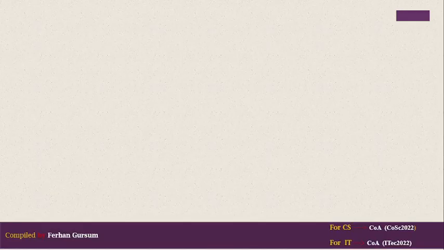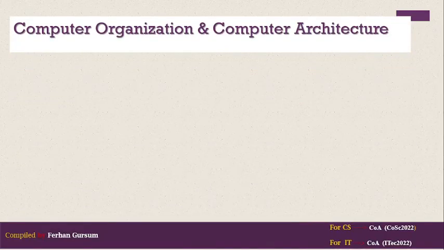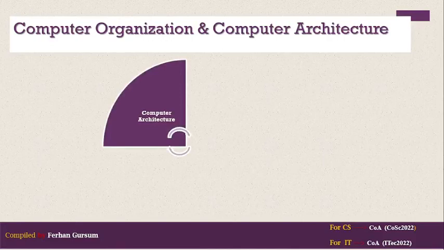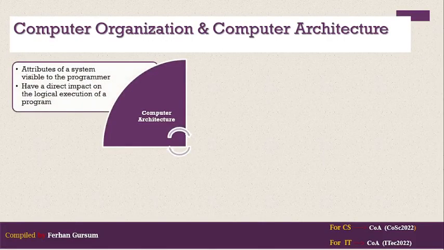When we come to the next slide, it's about computer organization and computer architecture. Let me summarize it. Computer architecture, when we say attributes of a system which is visible to the programmer, that is computer architecture. And attributes of a system which is what? Visible to whom? The programmer. It also has what? Direct impact on the logical execution of a program. Okay, it has what? Direct impact.